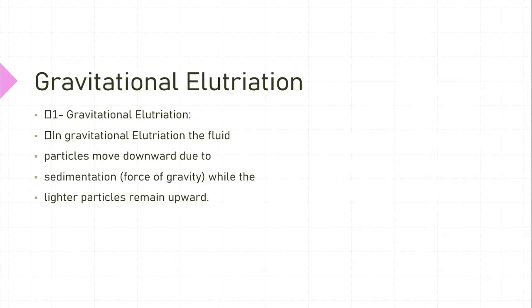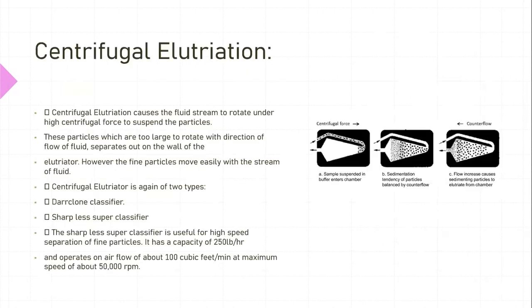In gravitational elutriation, as the name indicates, gravity is concerned. In gravitational elutriation, the heavier particles move downwards due to sedimentation, that is, the force of gravity, while the lighter particles remain upwards. While in centrifugal elutriation, the fluid stream rotates under high centrifugal force with the suspended particles. They basically move or rotate.